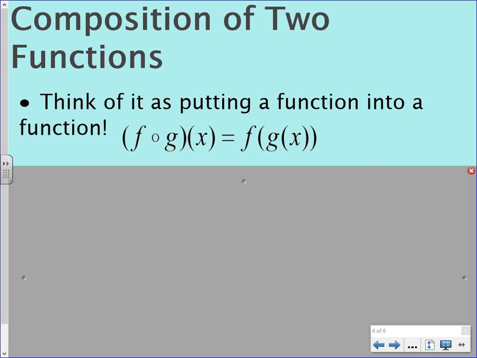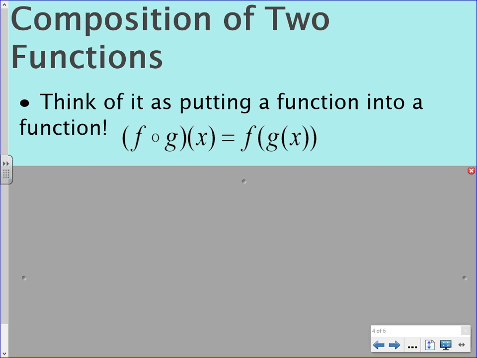F composed with G. You put G of X in for F. Whatever's on the inside, you're plugging that into the outside function. Okay? Now, you've done this before, correct? What you haven't done is thought about the domain of the composition of 2 functions.